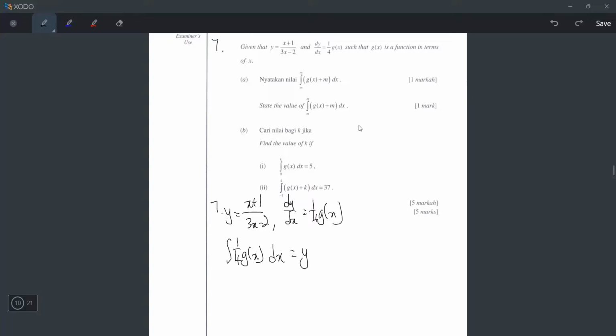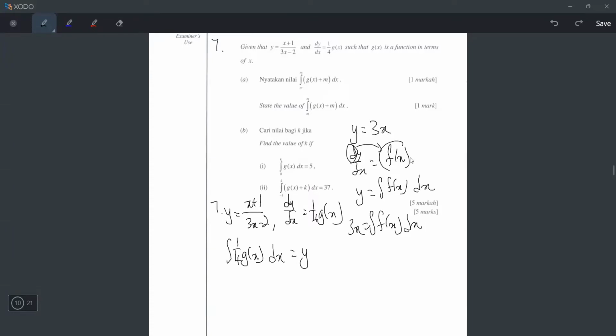Because if I say y equals to, okay, 3x, and then dy dx is f(x), right? For example, it means that y equals what? You can move the d to become integrate, and the dx move like this. It means integrate f(x) dx equals y, which is 3x here. I repeat again. If y equals 3x and you differentiate dy dx, you get f(x). It means you integrate f(x), you will get back the 3x. Integrate f(x), you get back the y.